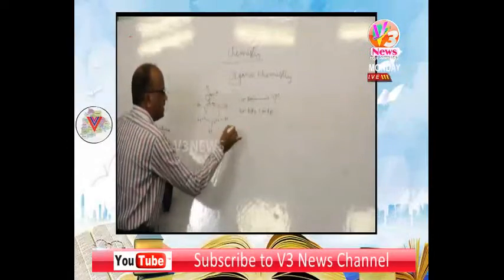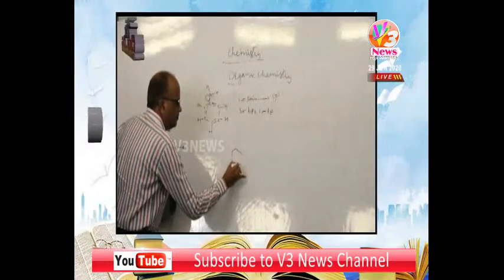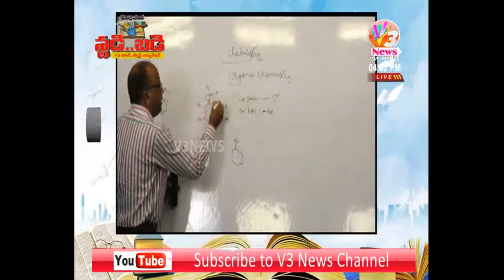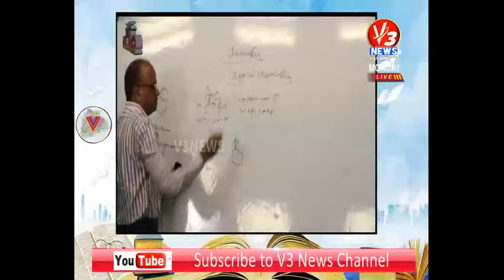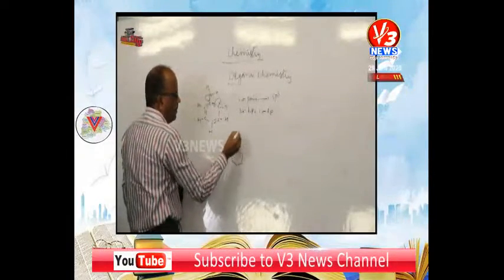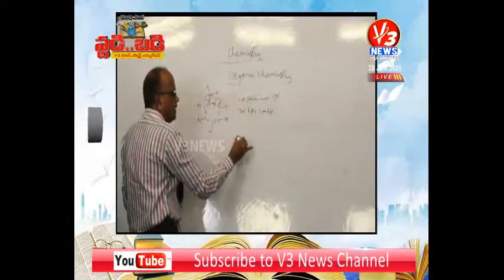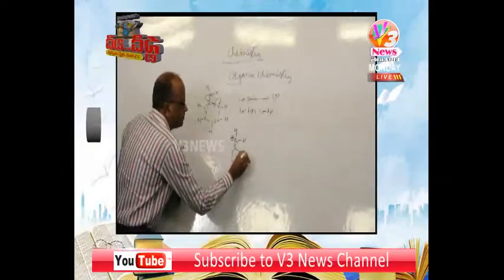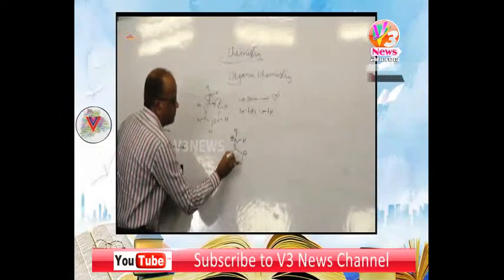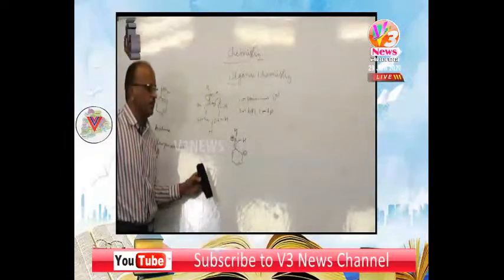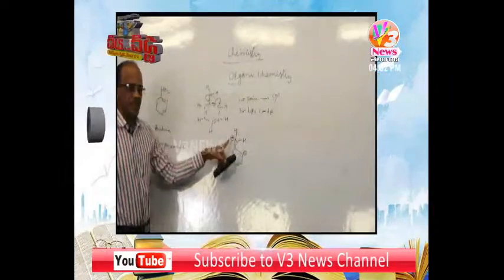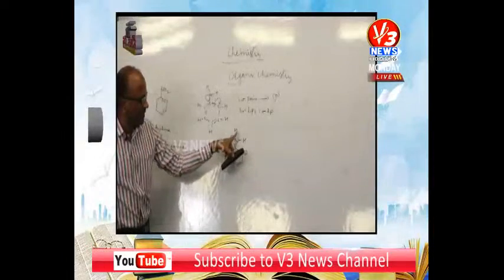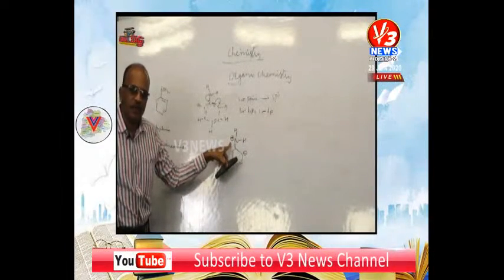Due to resonance, if you write the resonating structure of aniline, this pi bond will be shifted in this direction, so the double bond comes like this. Now we observe this nitrogen. How many sigma bonds are around nitrogen? 3 sigma bonds and 1 pi bond.